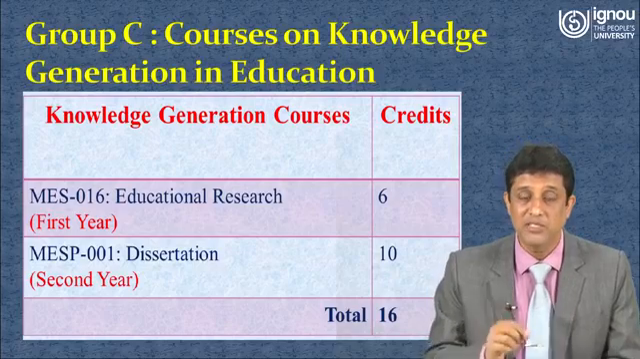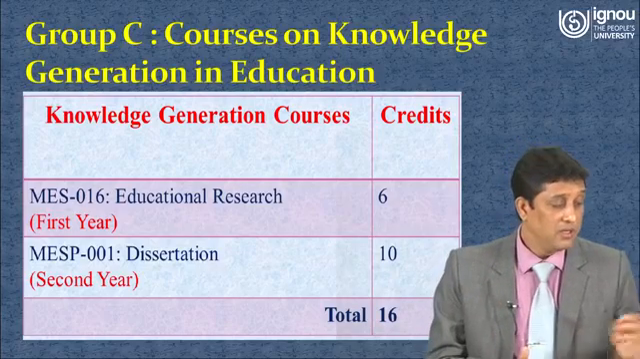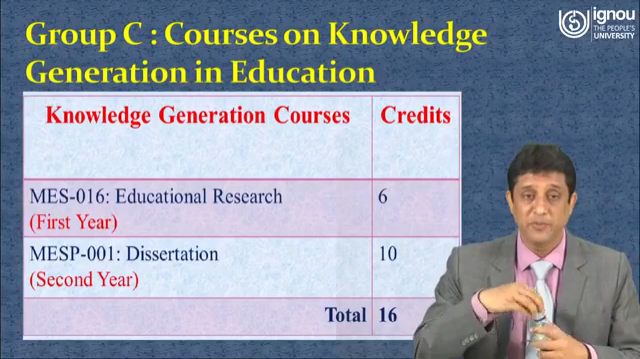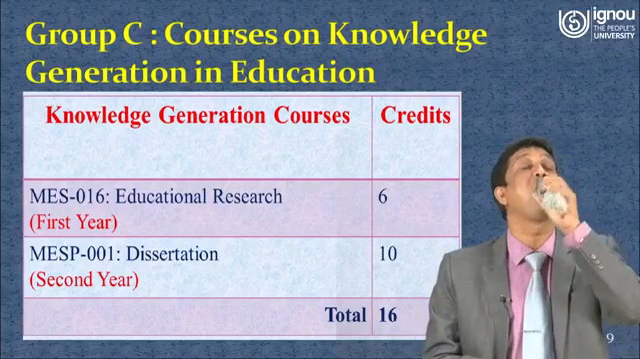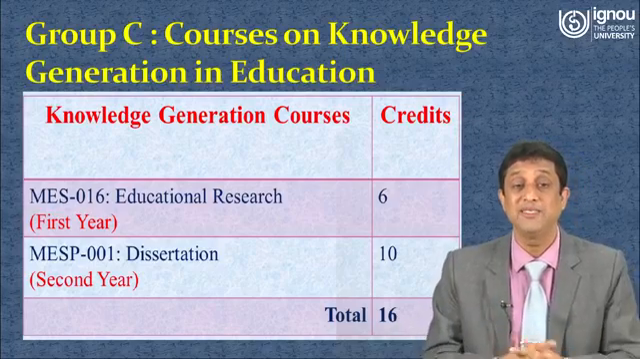First course is MES 016, course title is Educational Research. This course has been kept, it will be studied in the first semester of this program. This is a 6 credit course.